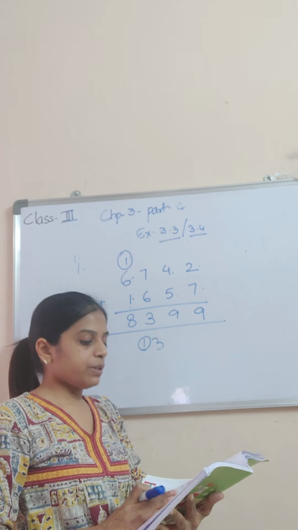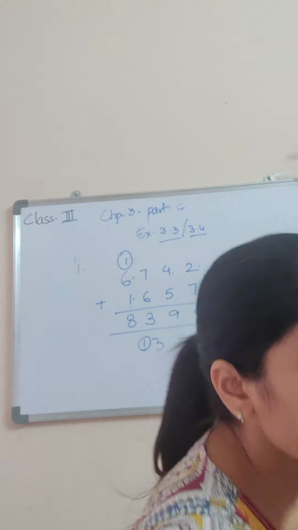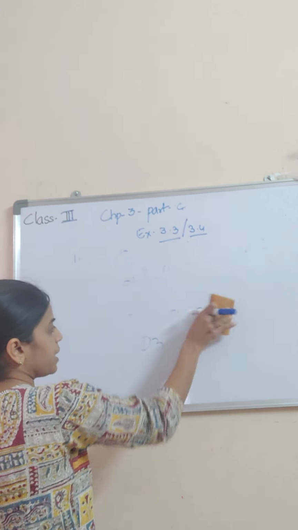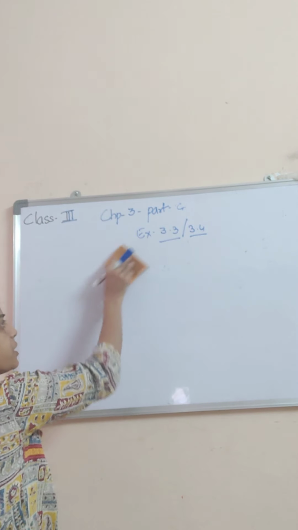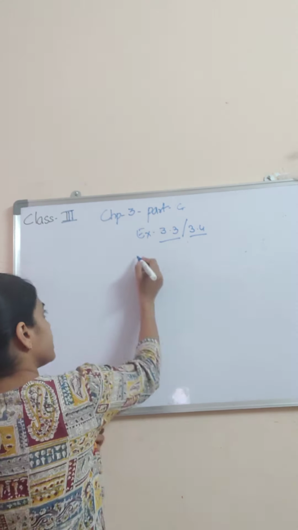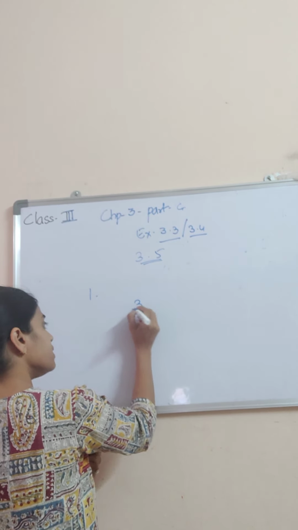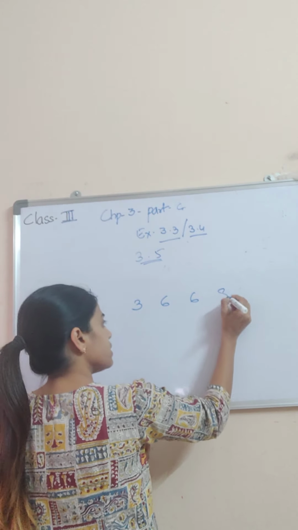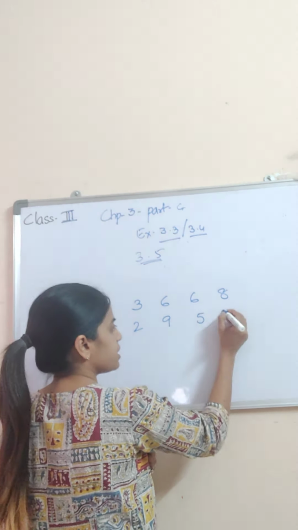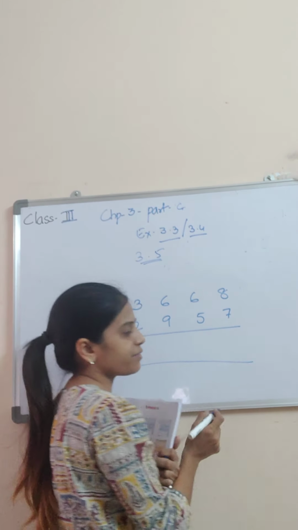In exercise 3.5 we are going to do multiple regrouping, students. Regrouping can come anywhere. In the ones place, in the tens place, in the hundreds place. Okay? One sum I'll show you. This is exercise 3.5. The first one is 3668 plus 2957. Students, I'm not counting each and every number, so you have to do it.